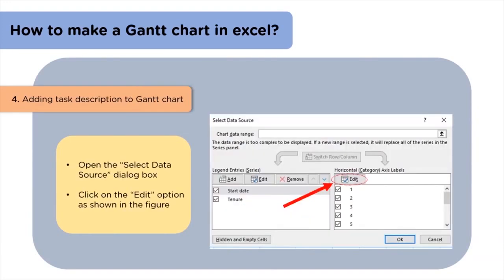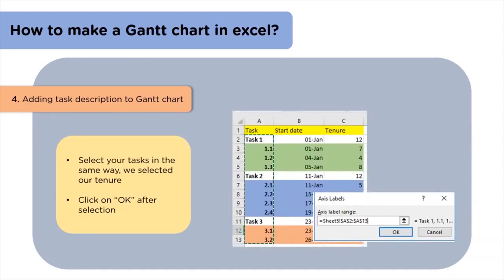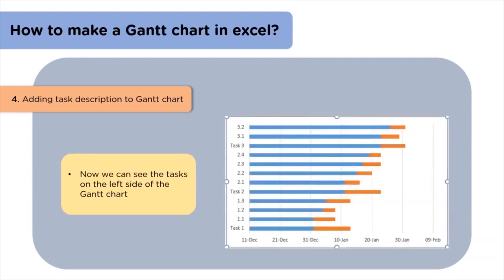The fourth step we have is adding description to the Gantt chart. Now we will open the box again, and in that box we will select the edit option as shown in the figure. Then we will select the tasks as we had selected the duration of the tasks before and click on OK. We can now see the tasks have appeared towards the left side of the Gantt chart.